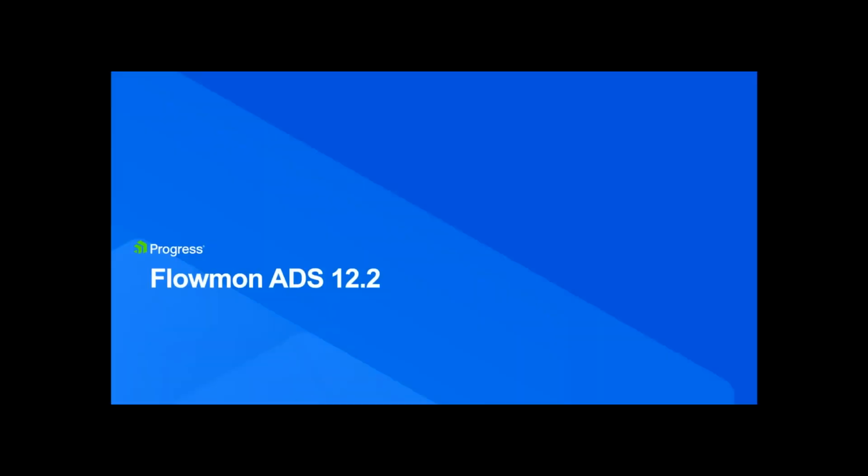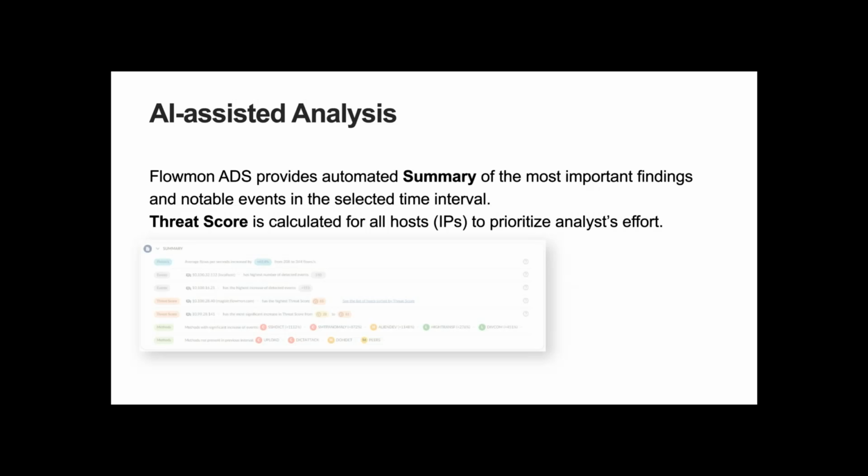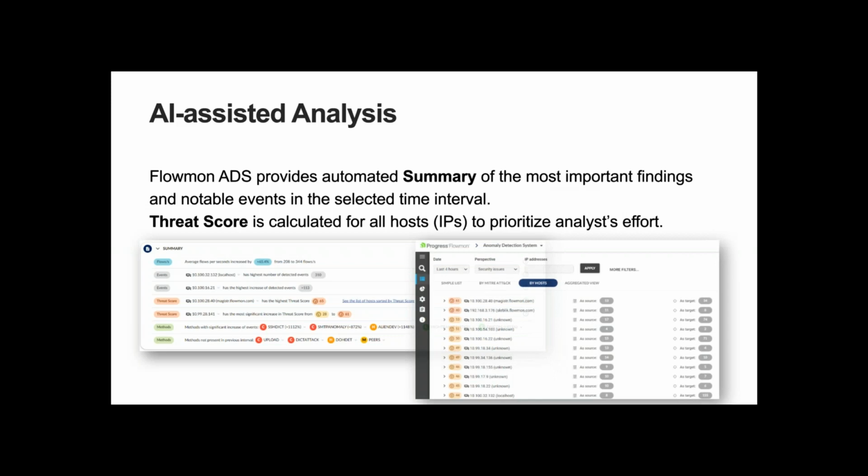That is all for the Flowmon 12.3, and in the anomaly detection system module, we've introduced the AI-assisted analysis in the form of a summary that you can now see at the top of the user interface, with all the news and relevant changes, as well as the threat score, which now lets you know exactly which IP addresses you should focus on first, because they are raising the threat score, and you can see how a specific IP address is ranking compared to the rest of them on a simple list.